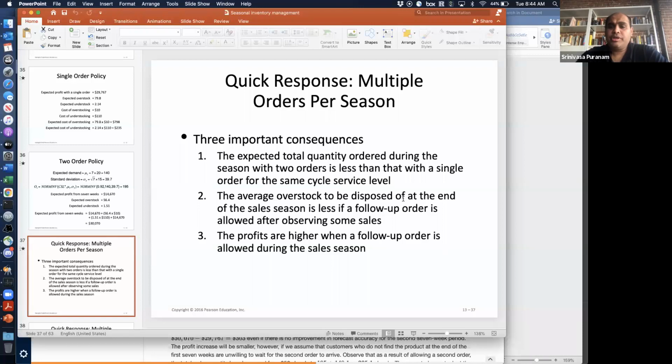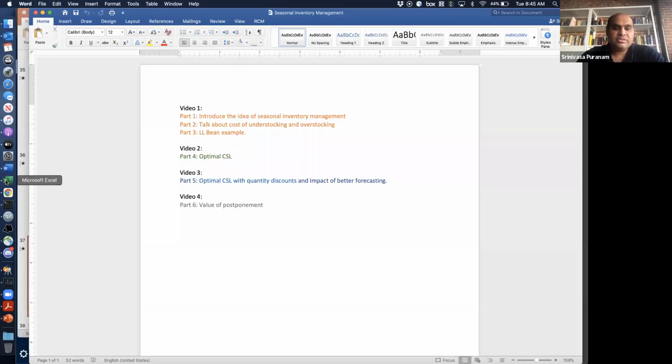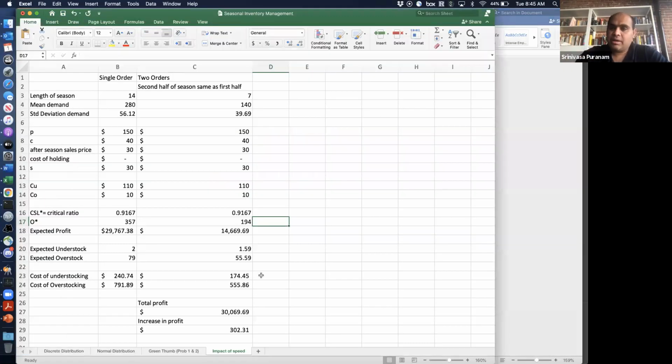So the average overstock to be disposed of at the end of the season sales, if a follow-up order is also lower, and the profits are higher. What this essentially means is that at the end of the second half of the season, if you end up with an overstock, you'll only be left with about 56 units. But if you place a single order for the season, the expected overstock is 79 units. So the cost of overstocking is much higher for a single order than for multiple orders, right?